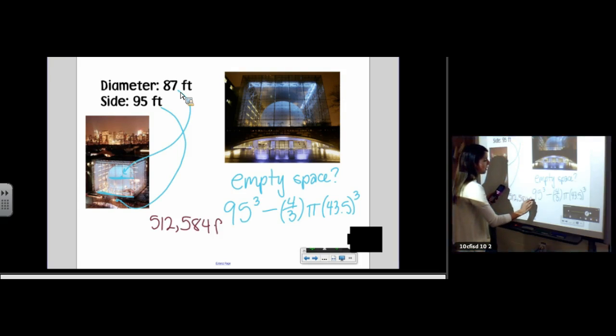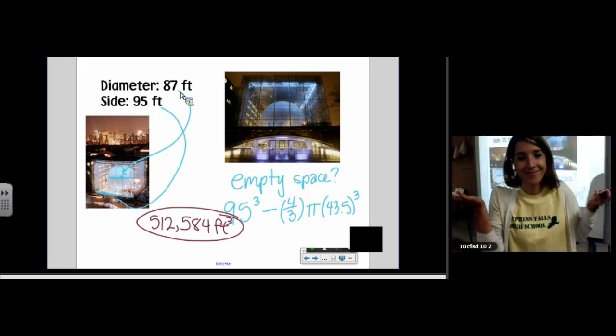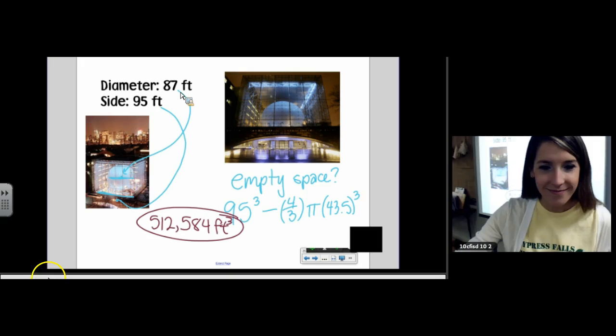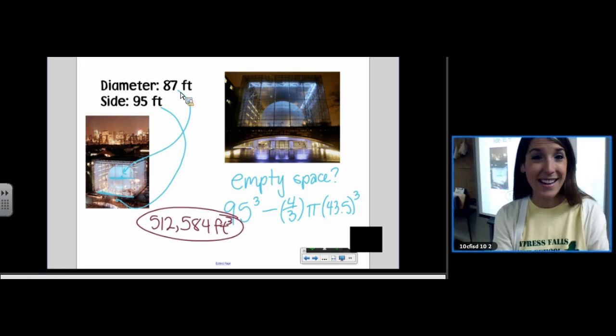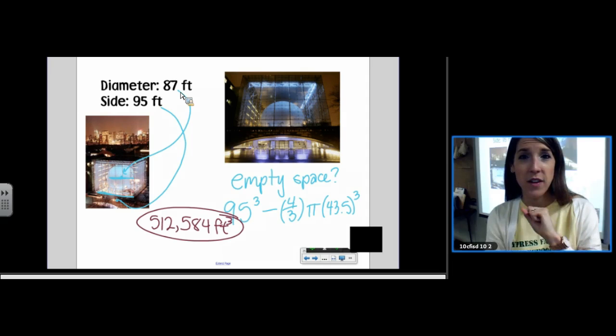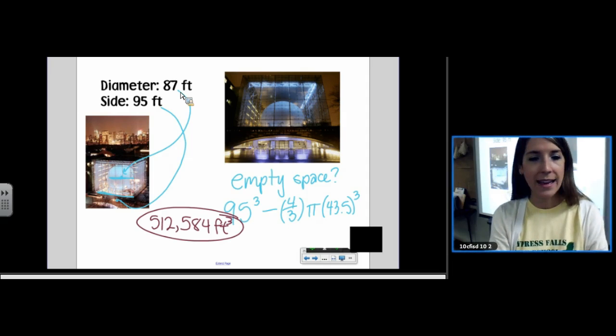512,584 cubic feet. Alrighty. Do your homework this weekend. It is so short. It's just a couple of cones and a few spheres on the back. It's short. We'll go over the answers on Monday.